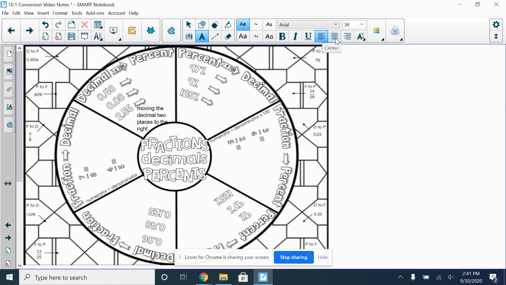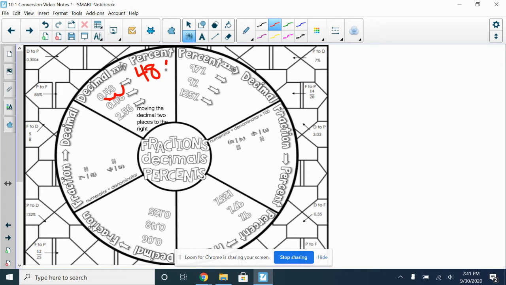If we look at this first example, they give us the decimal 0.48. In order to change that from a decimal to a percent, I would take the decimal where it's at and move it 1, 2 over. So I would have 48, and then we would throw in our percent sign. We would do the same thing with that next one. We have 0.08. I would move it over 1, 2 places to the right, and I would have 8%.